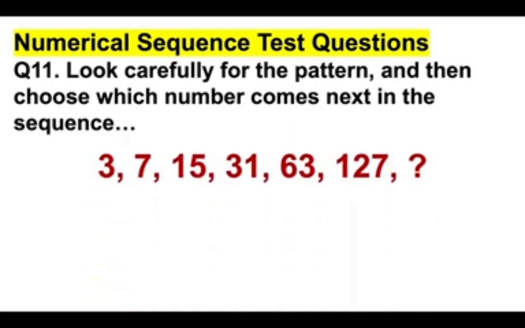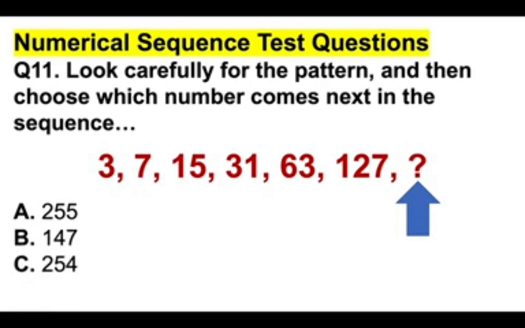Look carefully for the pattern and then choose which number comes next in the sequence. We have to decide which one goes there where the question mark is. So we have 3, 7, 15, 31, 63, 127. Which one comes next? Is it A, 255, B, 147, C, 254, or D, 227? Well, always start on the left and then try and see a pattern.